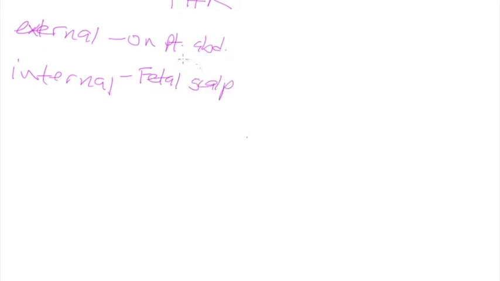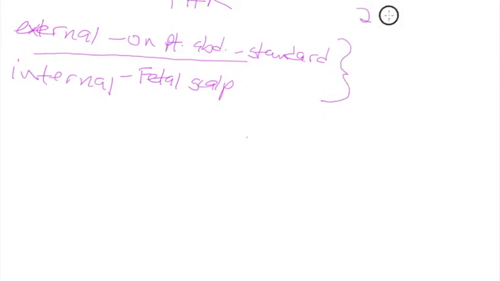Most of the time you'll see external monitors. Those are the most common one. These are all standard means of measuring fetal heart rate and fetal well-being. With these two monitors, we can measure two items. First one being, of course, fetal heart rate. Second one is going to be uterine contraction.